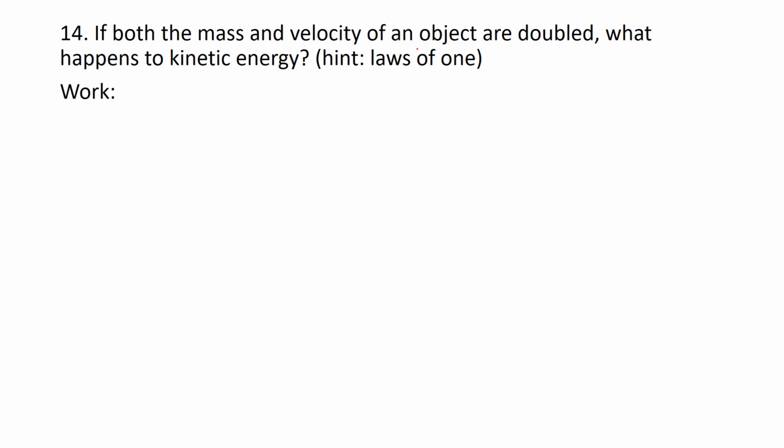Okay, if both mass and velocity of an object are doubled, what happens to kinetic energy? So back to rule of ones, whatever you want to call it. KE equals 1/2 mv squared, and we go ahead and do a ratio.